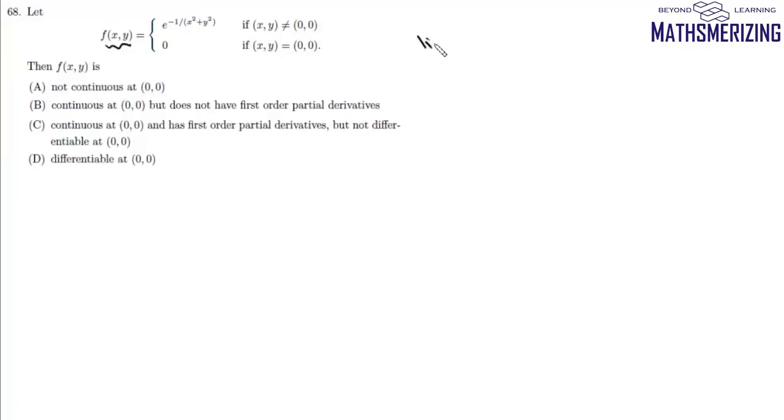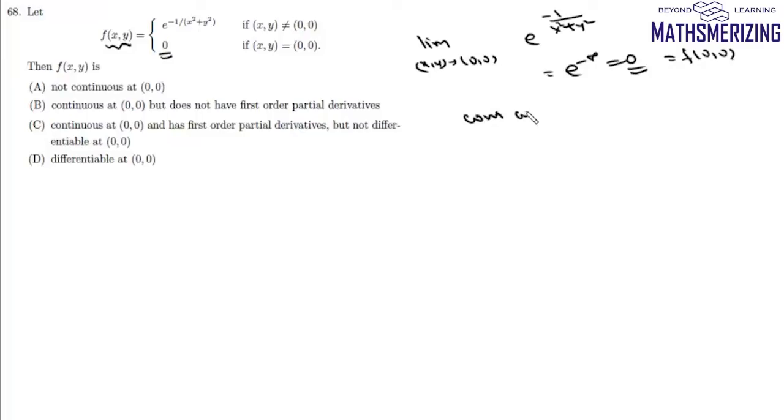So now if we take this limit, which is limit (x,y) approaches (0,0), we can write this as e to the power minus 1 upon x square plus y square. So it will be e to the power minus infinity, which is 0. Now f(0,0) is also 0. So we can say that this limiting value is equal to f(0,0). So that means this function is continuous at (0,0).